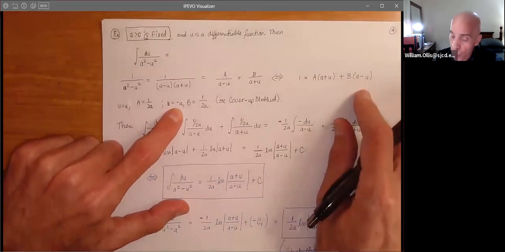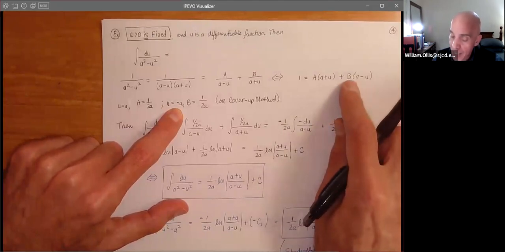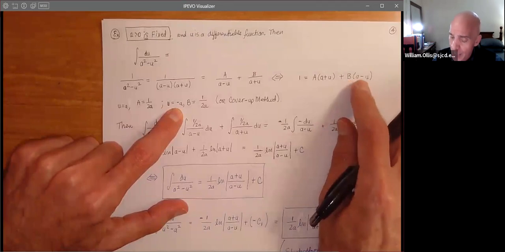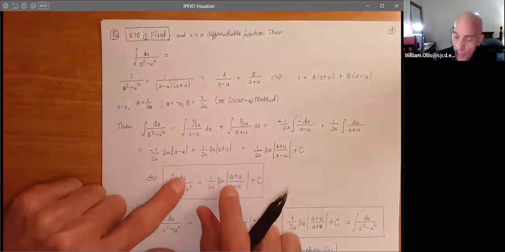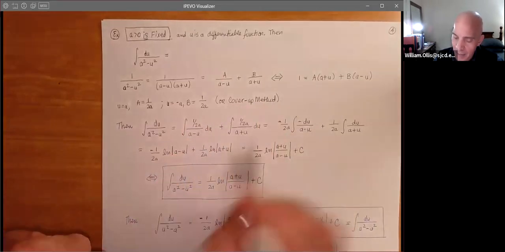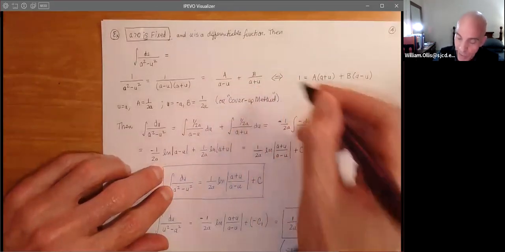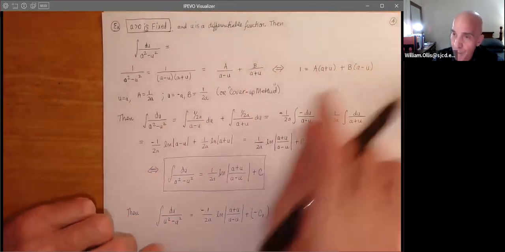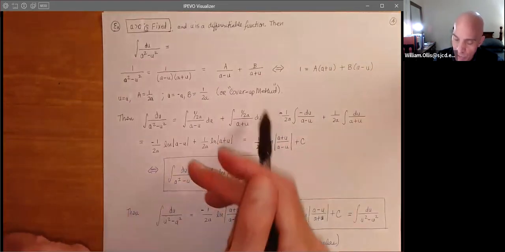If u is equal to the additive inverse of a, then this term will be annihilated. And then, of course, we're going to get B, in this case, times a minus negative a. Again, B will be 1 over 2a. And I'll tell you about the cover-up method when I get to this. I just wanted to make a note here. We'll talk about this soon. There are other methods to do this same process, but unfortunately, when you don't have distinct linear factors, this cover-up method doesn't work.